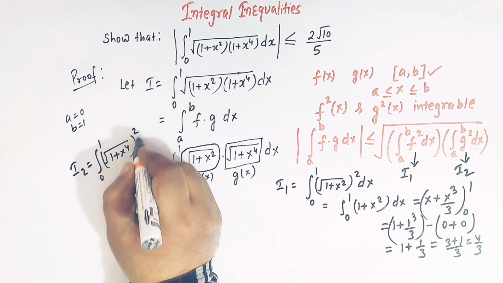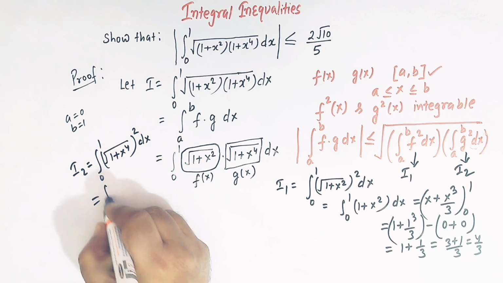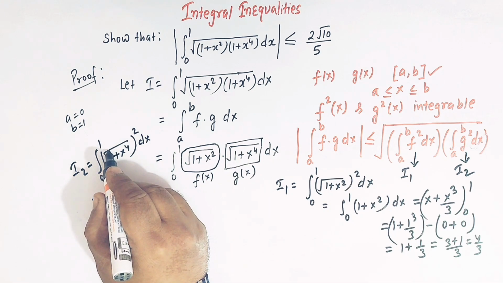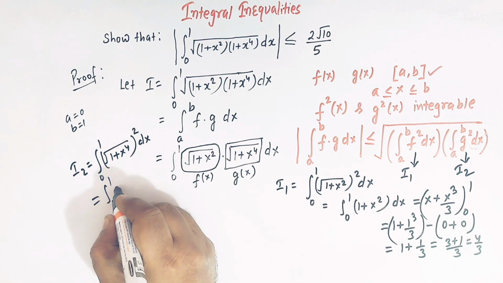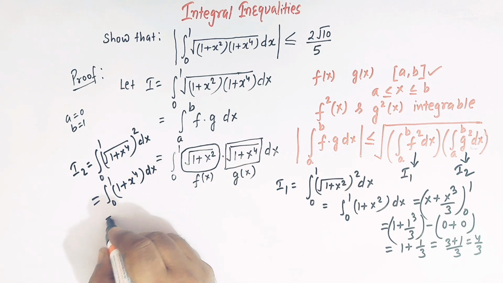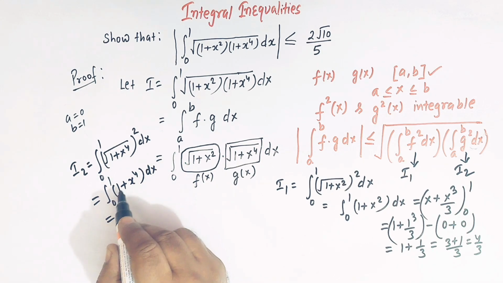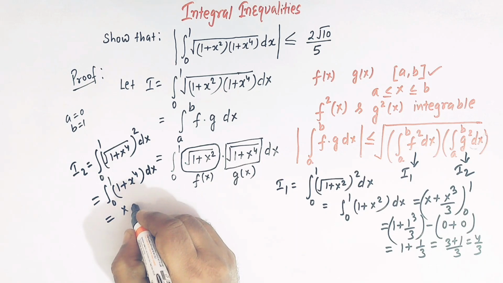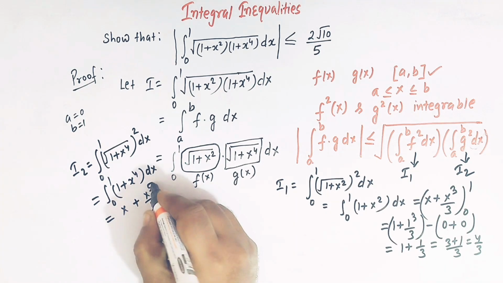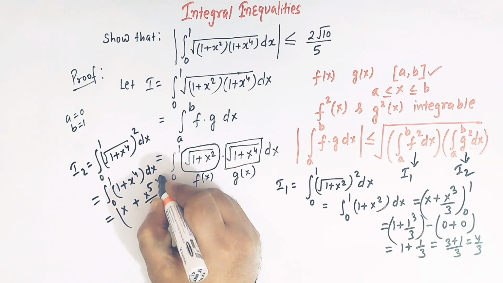This is squared, this is dx, and now we have 0 to 1, and the square root sign gets cancelled with this square, so we have integral of 1 plus x raised to 4 dx. The integral of 1 plus x raised to 4 is x plus x raised to 5 over 5, and the limits are from 0 to 1.